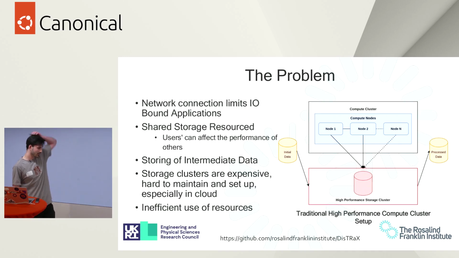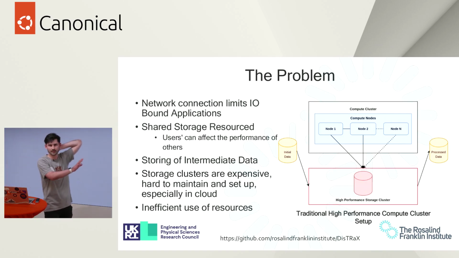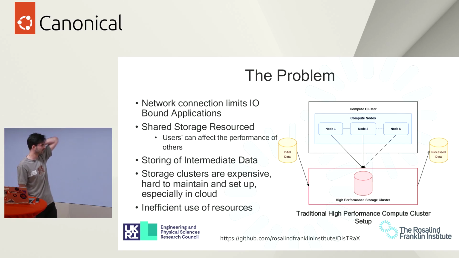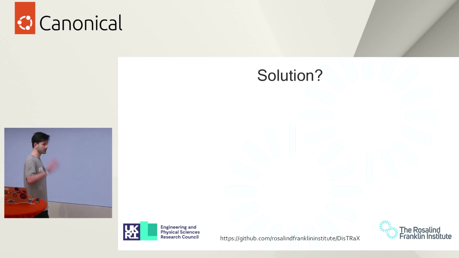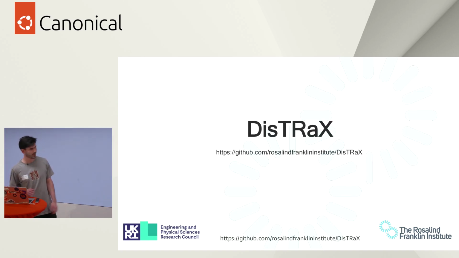Storage clusters are expensive, hard to maintain and set up, especially when running in the cloud. And we often get a lot of people using these resources completely inefficiently. So HPC is often used by a lot of scientists whose background isn't computer science or efficient programming. It's, I want to get my science done, and I want to get it done as quickly as possible. So what's the solution to this? I say it's DisTRaC. Other people may say other things.